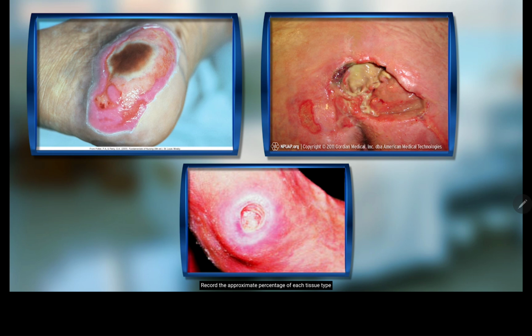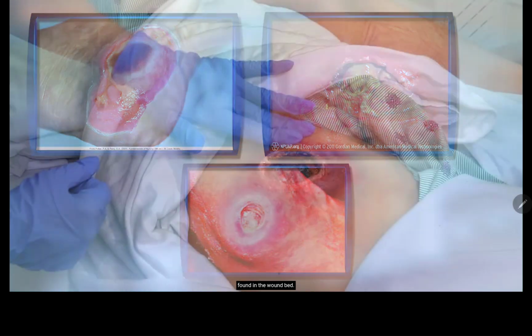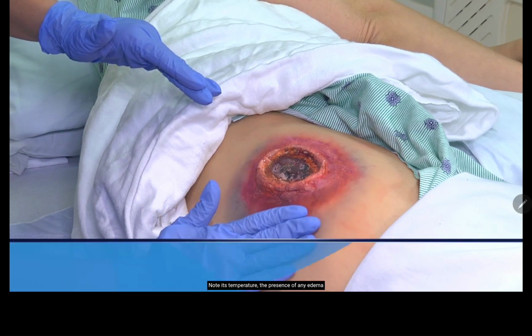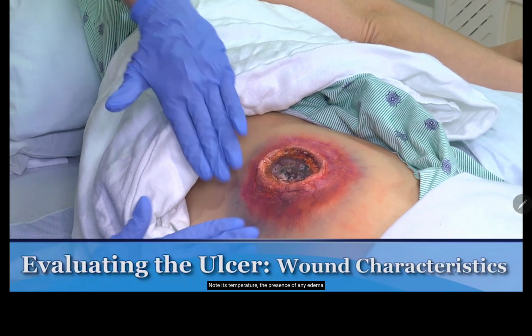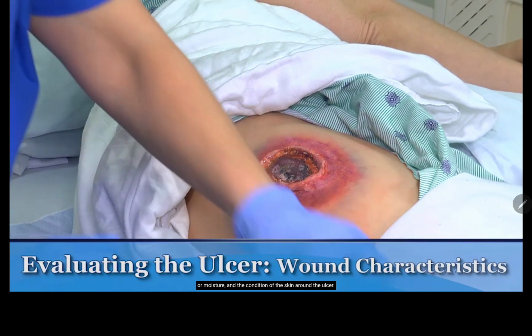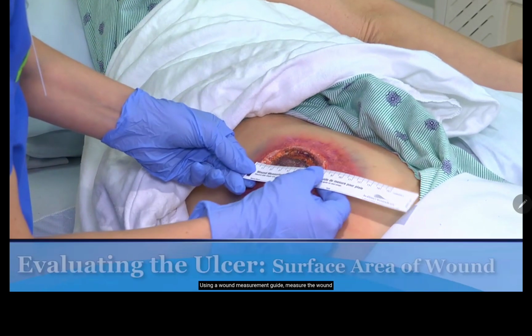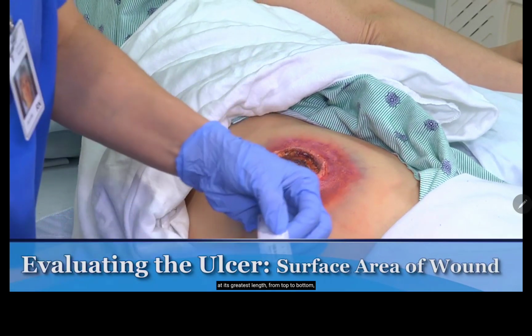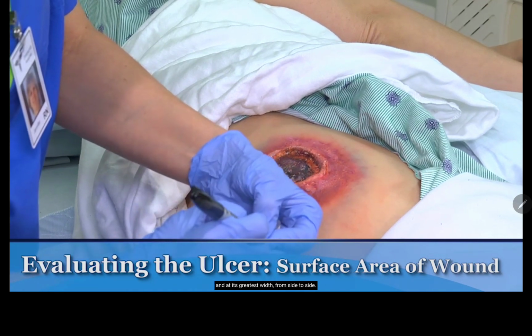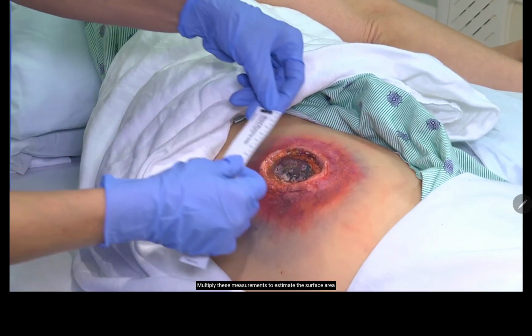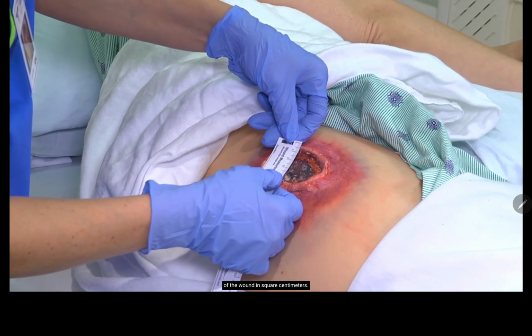Record the approximate percentage of each tissue type found in the wound bed. Note its temperature, the presence of any edema or moisture, and the condition of the skin around the ulcer. Using a wound measurement guide, measure the wound at its greatest length from top to bottom and at its greatest width from side to side. Multiply these measurements to estimate the surface area of the wound in square centimeters.